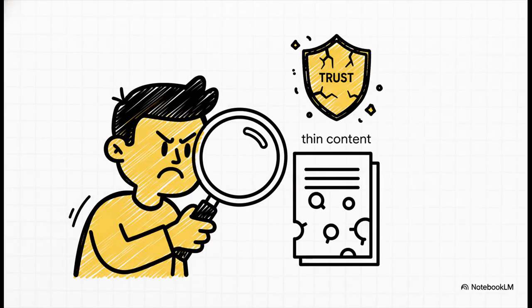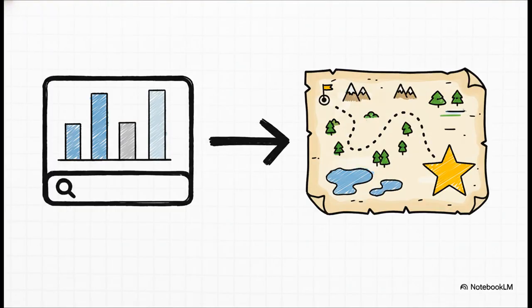Now, the opposite problem is just as dangerous. The content is too thin. If a rep comes to the hub looking for specific technical details or a deeper competitive analysis and can't find it, they'll lose trust. They'll just stop seeing the hub as a reliable resource and go right back to pinging you on Slack.